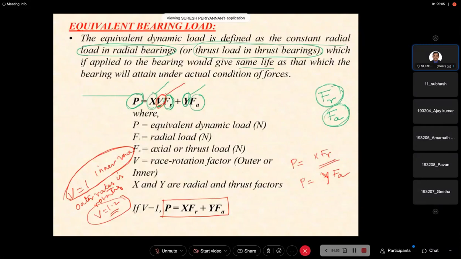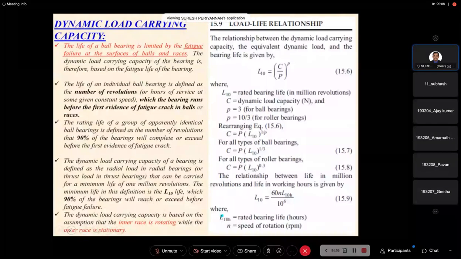Now I come to some more analysis. We have discussed static load carrying capacity and dynamic load carrying capacity. Now a few more points about the dynamic load carrying capacity, the life of the ball bearing.